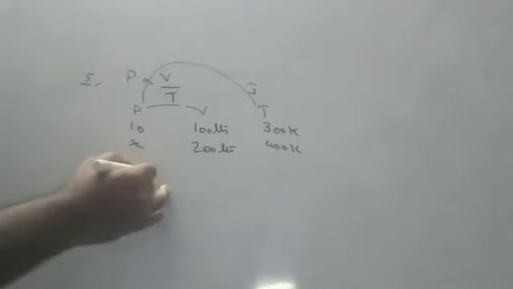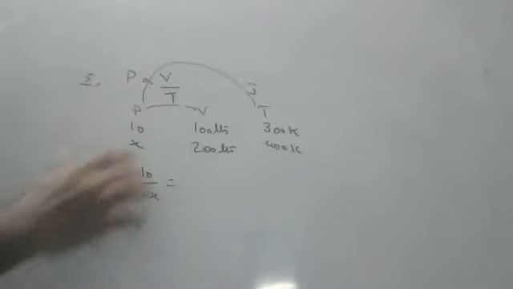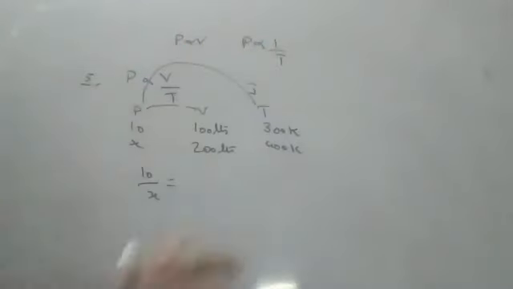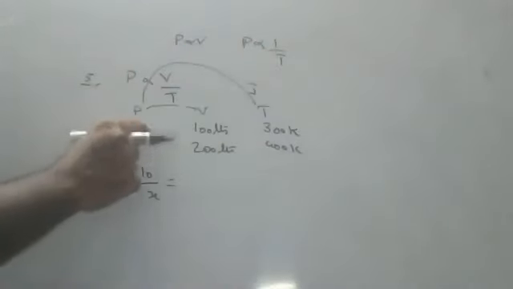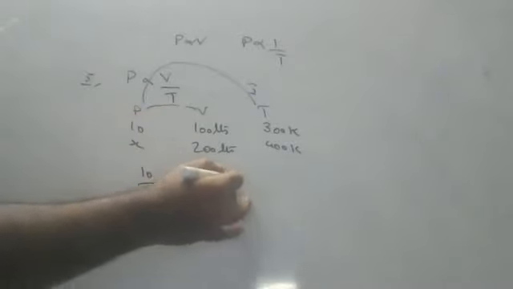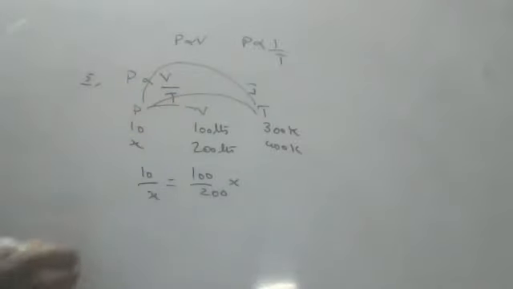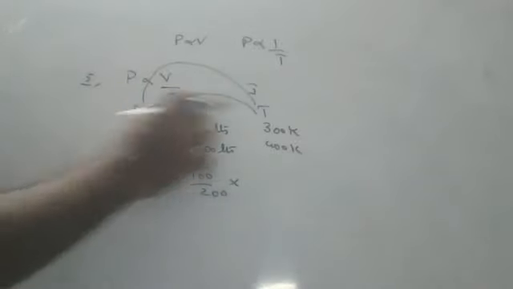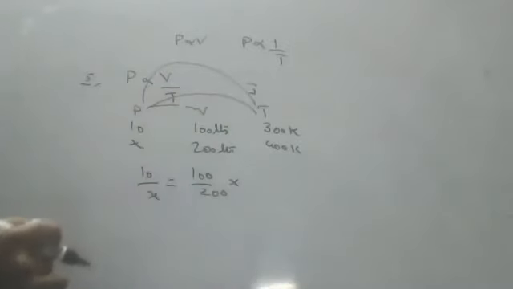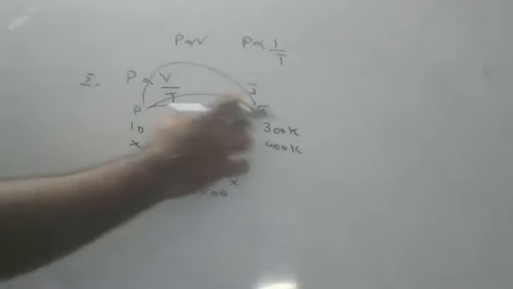So children, 10 by x is equal to... he said pressure is directly proportional to volume, and pressure is inversely proportional to temperature. Please see, children. 10 by x is equal to, directly proportional means 100 by 200. Inversely proportional, how to write? Anyone?